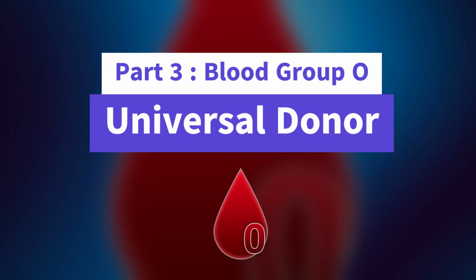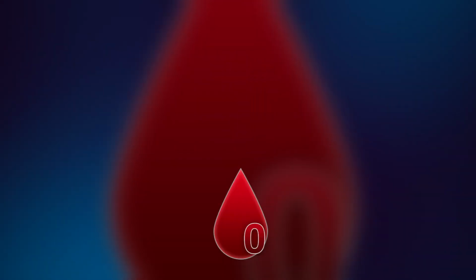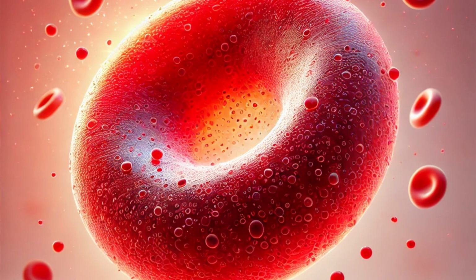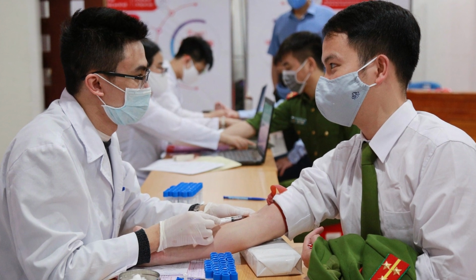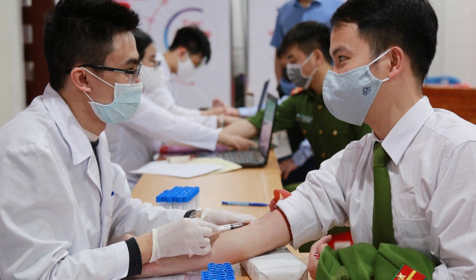Why is O the universal donor? Blood group O is known as the universal donor because it has no antigens on its red blood cells. This means there's nothing for the recipient's antibodies to attack, so O group blood is safe for anyone to receive.